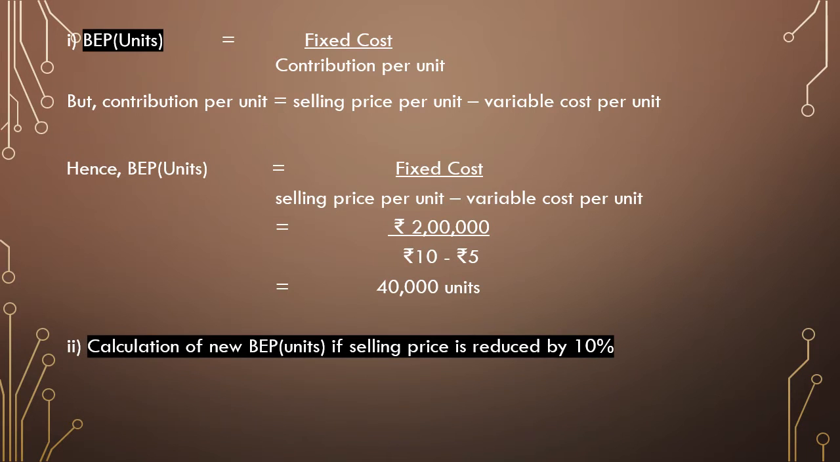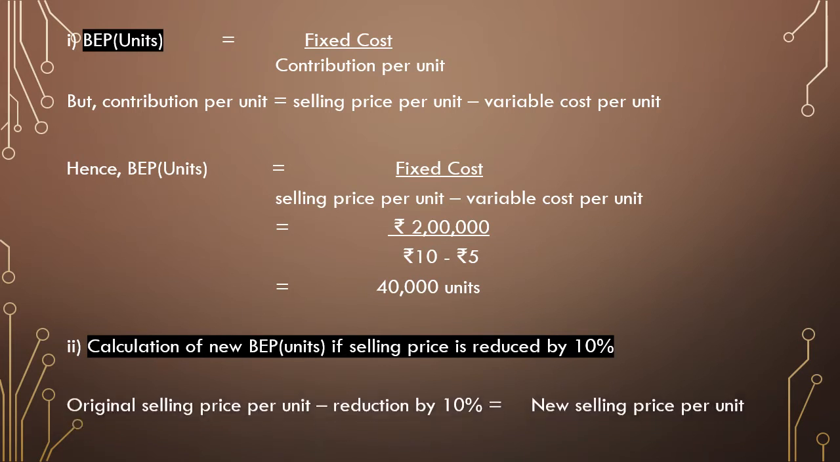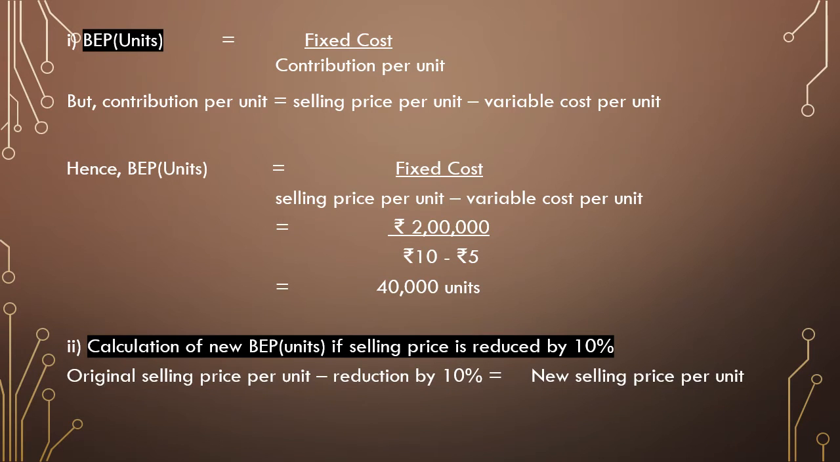After that, the second calculation, that is calculation of new BEP units if selling price is reduced by 10%. Original selling price per unit minus reduction by 10%, and we will get new selling price per unit. So we have the original selling price, that is rupees 10. If we deduct 10% of the original selling price, it will come as rupees 1, and we will get the new selling price of rupees 9.